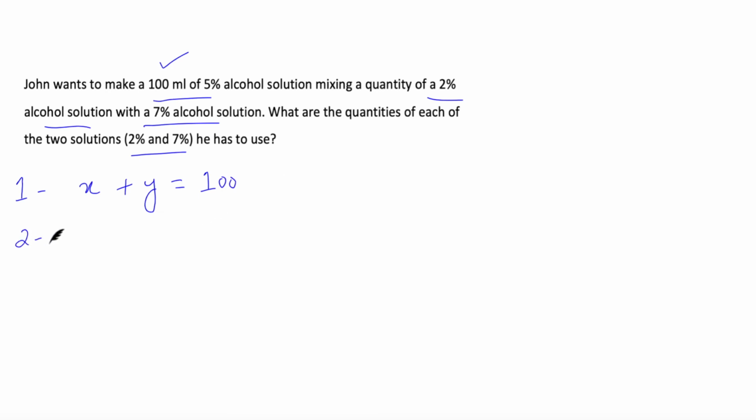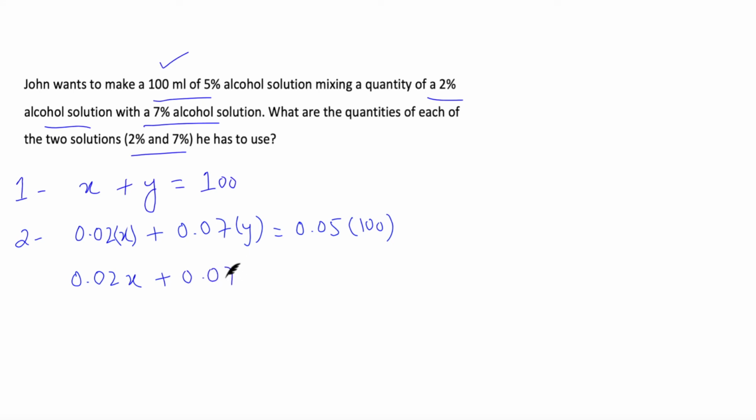And the second equation we know will be of percentage. So we have 2% of x, that is 0.02 of x, plus 0.07 of y equals 0.05 of 100. There you go. Now just simplify. y equals 100 minus x. So we have 0.02x plus 0.07 into (100 minus x) equals 5.